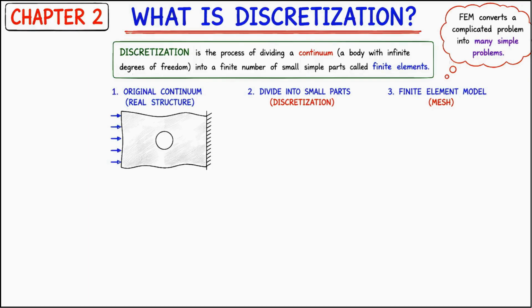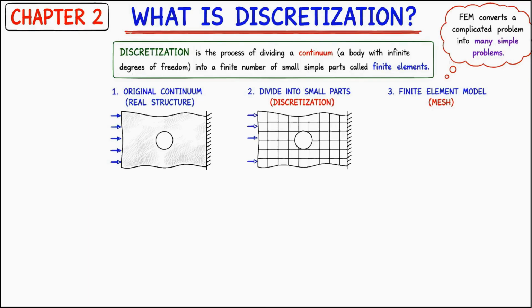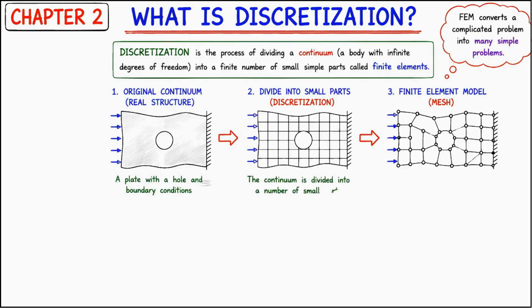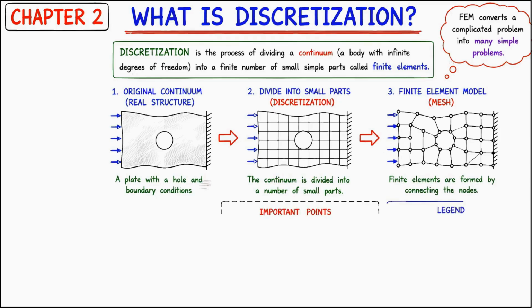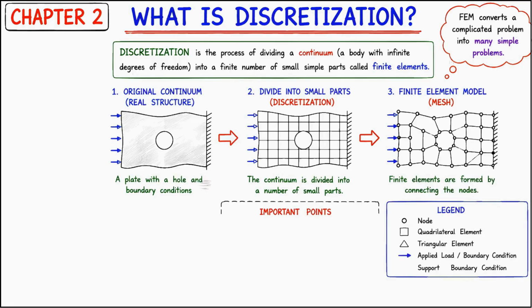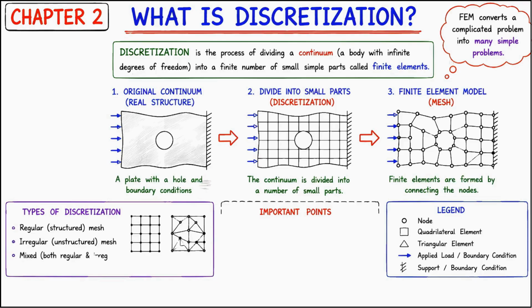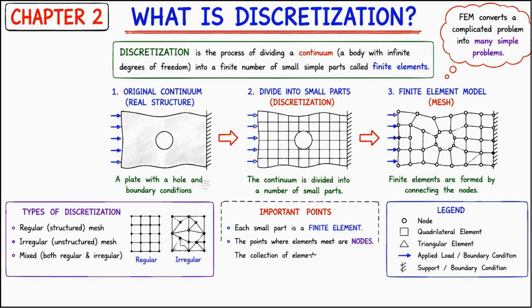Let's understand this with the plate shown in the figure. Initially, we have a continuous plate with a circular hole. One side is fixed, and external forces are applied from the other side. In the second step, the plate is divided into many small regions. This is the discretization process. In the final step, nodes are placed at the corners, and these nodes are connected to form finite elements. The complete network of elements and nodes is called the mesh. A mesh is simply a mathematical representation of the real structure.